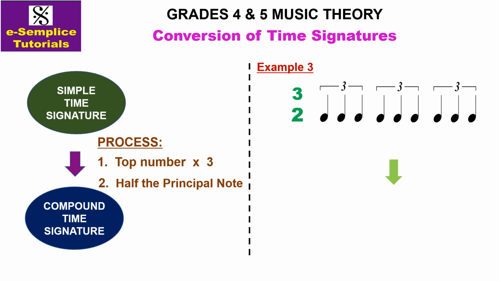Example 3, still on conversion from simple time to compound time. Here we are looking at a 3/2 time. Multiply the top number by 3, you have 9. The principal note here is a minim. If you have a minim, you are going to have a crotchet. So you have 9/4 as the compound time.